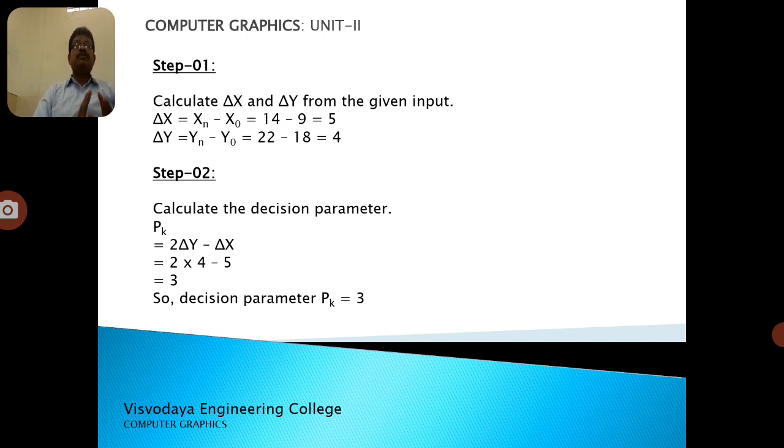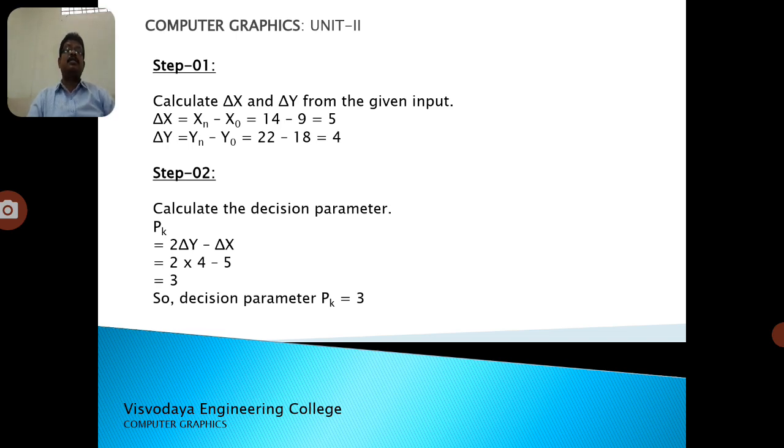Now here we will find two things. One is how many iterations are derived between the starting and ending point, that is delta x minus 1. We already identified this in the fourth step of the procedure. The number of iterations between the starting and ending coordinates is nothing but delta x minus 1. Here delta x equals 5, and 5 minus 1 equals 4 steps derived between the starting and ending coordinates.